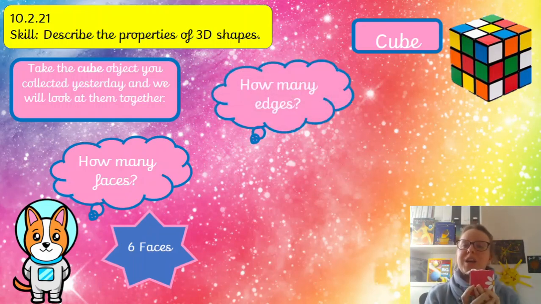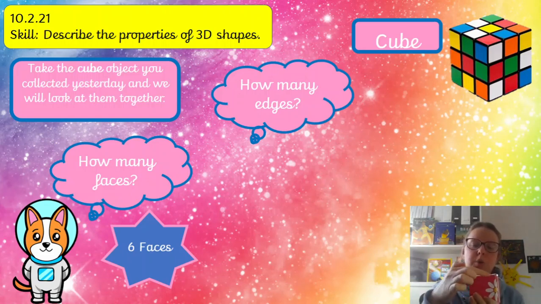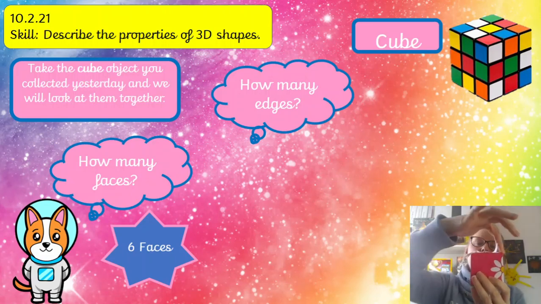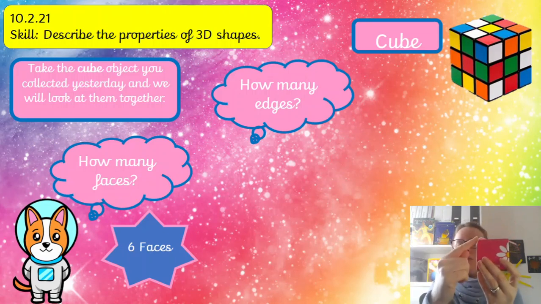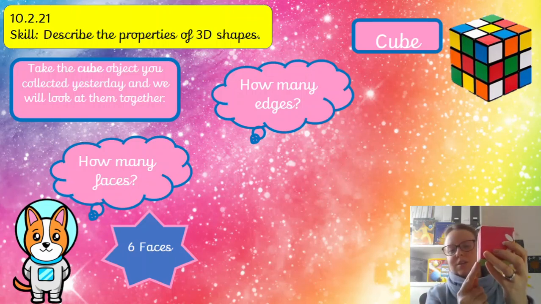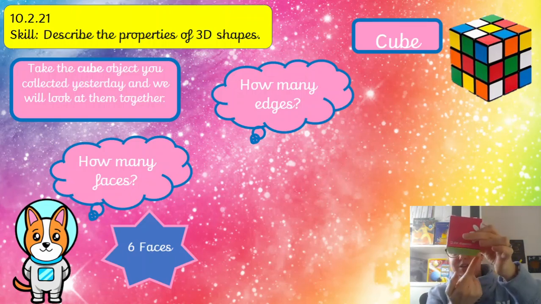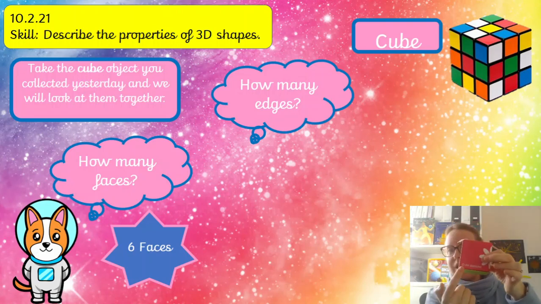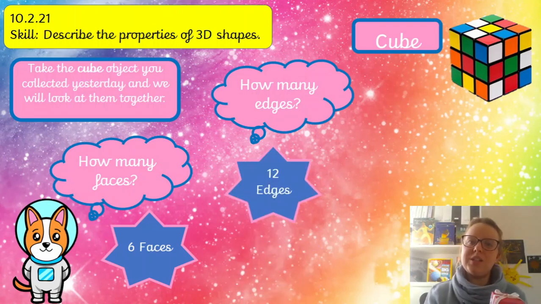How many edges? Can you remember where the edge is? These are the edges. Okay, we're going to run our finger along and count how many edges. 1, 2, 3, 4, 5, 6, 7, 8, 9, 10, 11, 12. There are 12 edges on a cube.